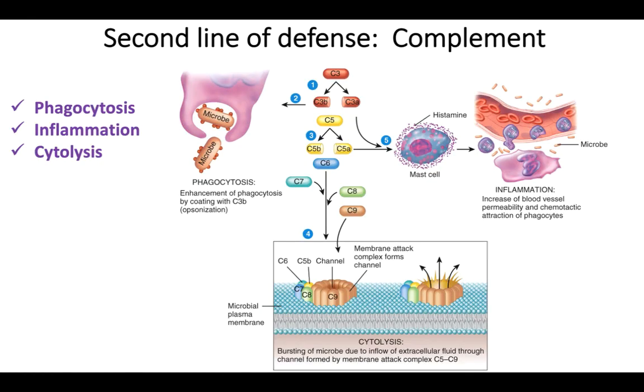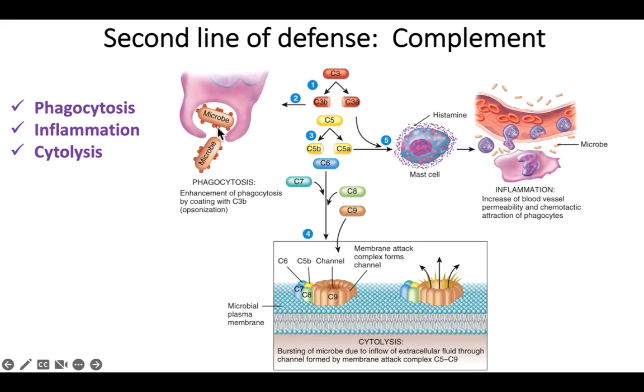The next one I want to talk about is called complement. Complement is also a set of proteins that all have this C designation. We're not going to get into details here. I really just want you to remember the three things that these complement proteins can help with. The first thing is they can actually help enhance phagocytosis.